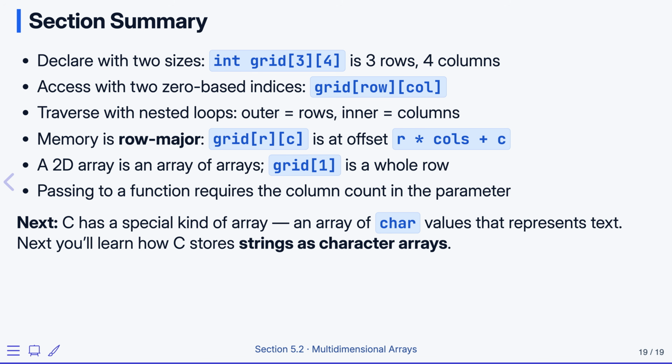Next, C has a special kind of array, an array of char values that represents text. In the next section, you will learn how C stores strings as character arrays.